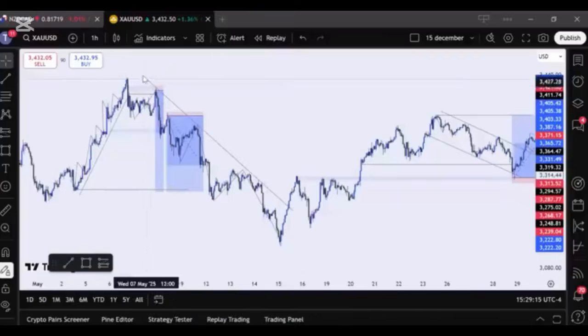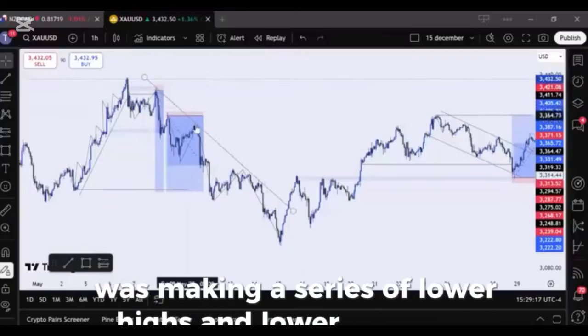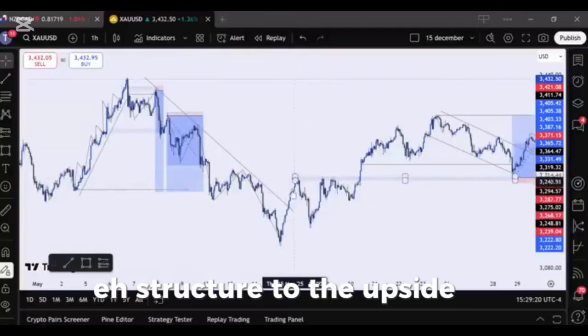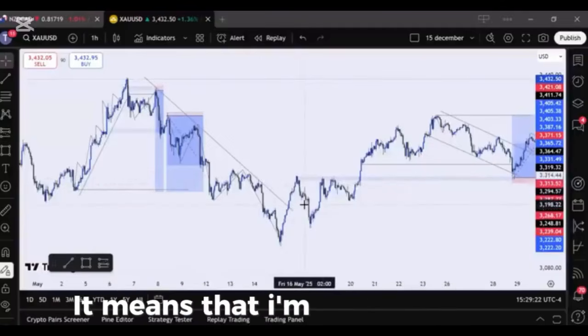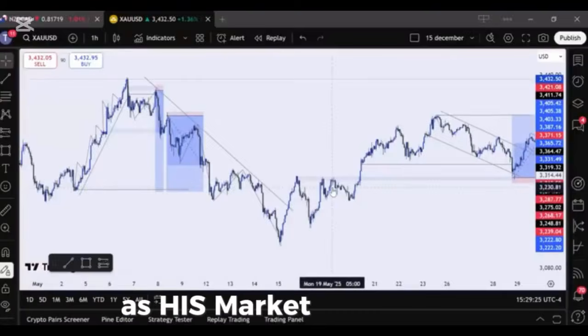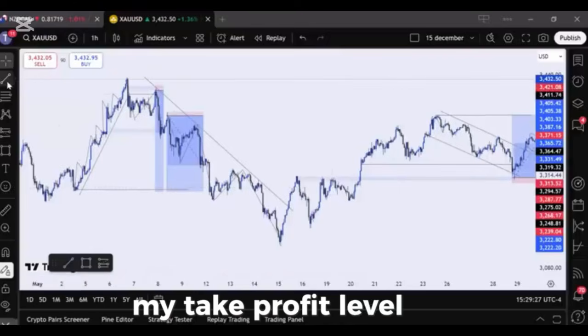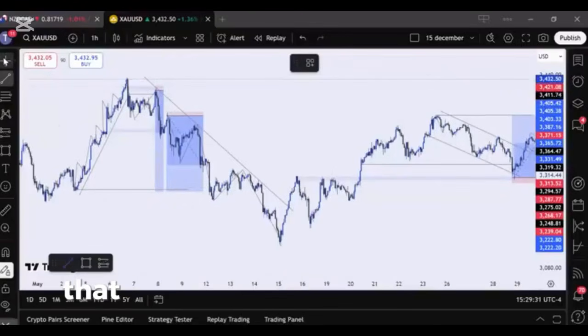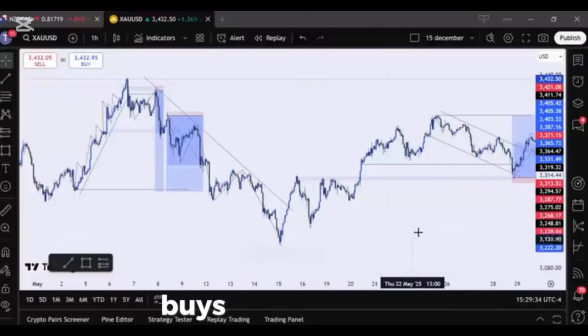So knowing that market was making a series of lower highs and lower lows here, and market eventually gave me this structure shift to the upside by taking out the last high, it means that I'm convinced that market is now reversing. As this market is reversing, my take profit level is targeted at clearing this trend line liquidity. That was one of the reasons I was convinced on taking buys for the long term.